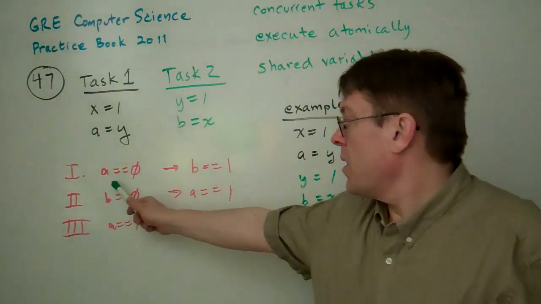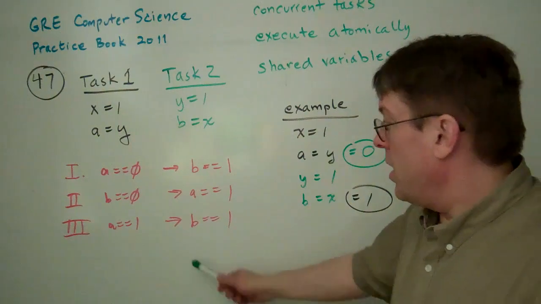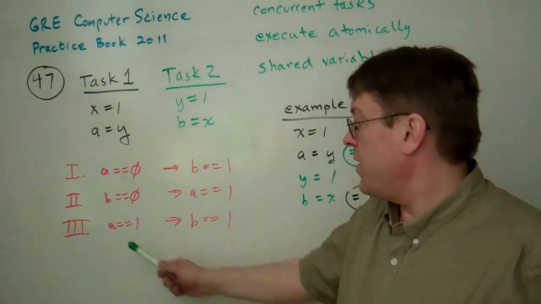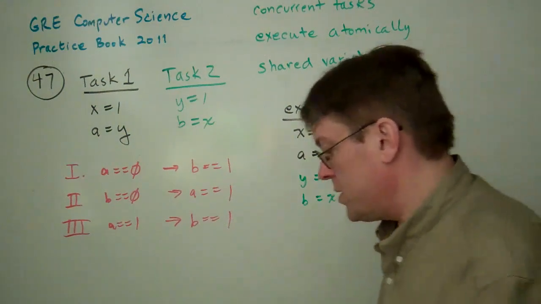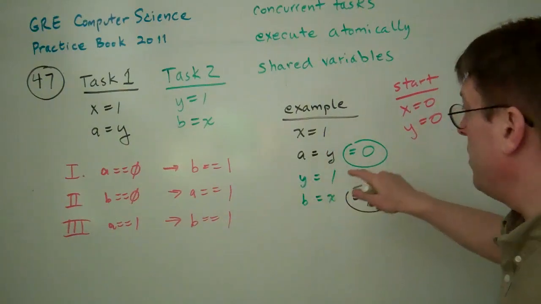1. If a equals 0, then b has to equal 1. 2. If b equals 0, then a has to equal 1. And 3. If a equals 1, then b has to equal 1. Well, let's take a look here. Just think about this example.